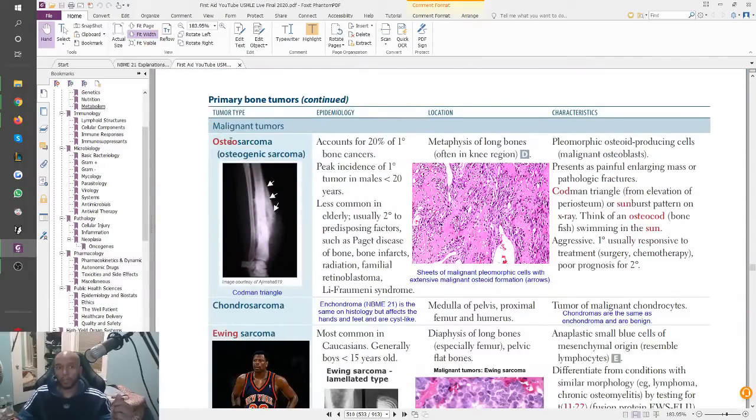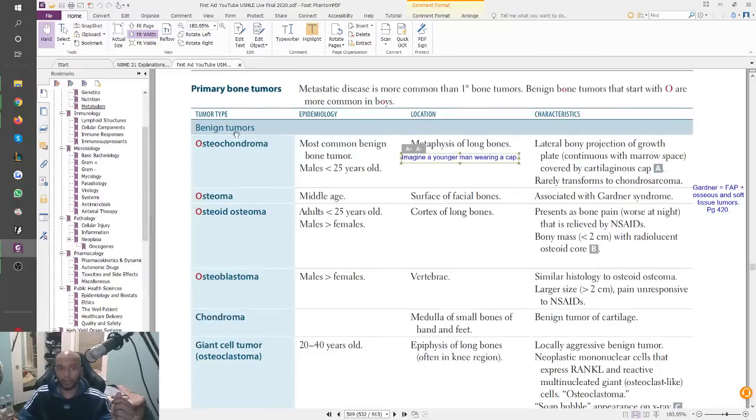So right here, when you come down to this area, you're seeing all your malignant tumors. Right over here, you have your benign tumors. So osteochondroma, osteoblastoma, and osteoclastoma, if anything, you want to make sure you know them. Their naming is also very important.